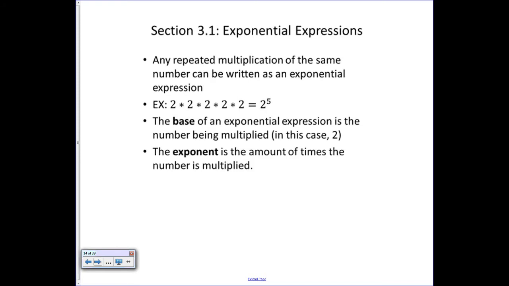So as we learned from the first chapter, any repeated multiplication of the same number can be written as an exponential expression. So for example, if we multiply 2 by itself 5 times, then we just get 2 to the 5th power. These two things are equal to each other. 2 to the 5th power just means multiply 2 by itself 5 times.